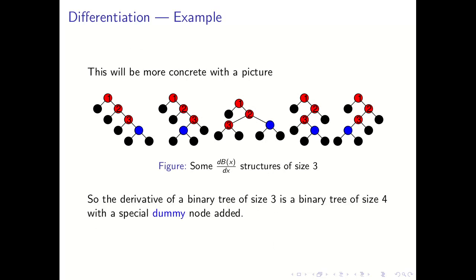And so when we ask what the derivative of a binary tree of size 3 is, well, it's going to be a binary tree of size 4, but we've got this special blue label that is not like the other labels because it doesn't have a number. It's not a real label. It's a fake dummy label. But this is weird, right?